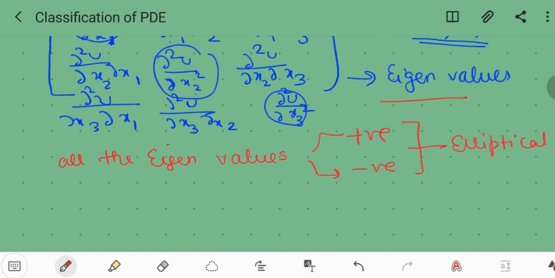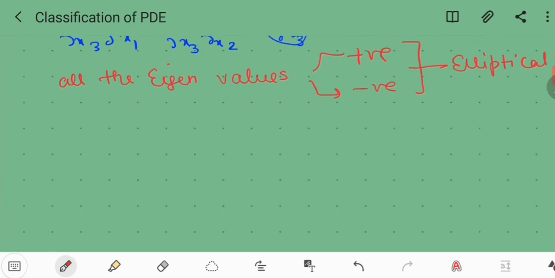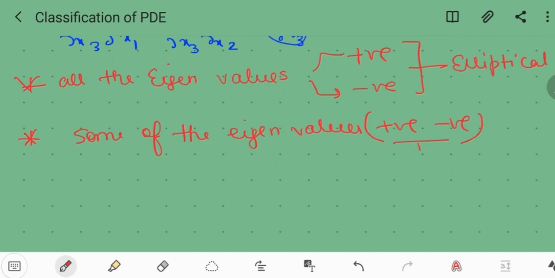And if some of the eigenvalues are positive and some are negative, I mean there are mixed values, then that will make the equation hyperbolic in nature.